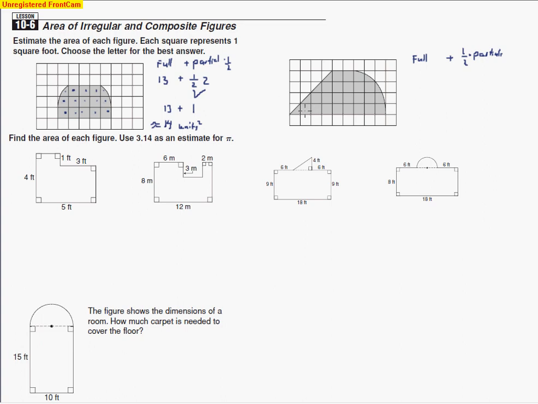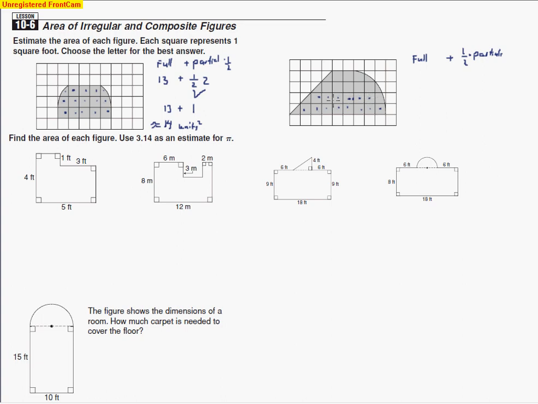So as I count this, I see 1, 2, 3, 4, 5, 6, 7. I'll call this one 8. It's close. It's not quite a full, but we'll call it a full. So that's 8. This is 9, 10, 11, 12. That's the 12. 13, 14. Now this one, definitely not a full. I'm going to count that as one of my partials. So again, I had 8 here, and I had 9, 10, 11, 12, 13, 14.